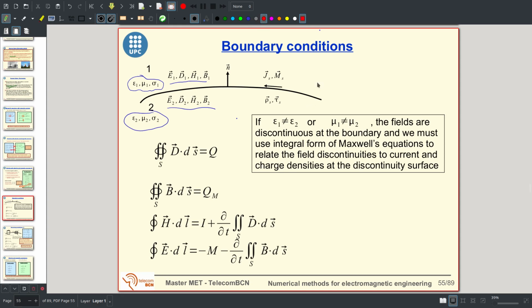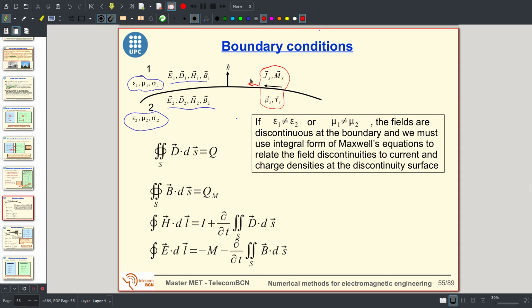We will see that in order to support the discontinuity between the fields, a set of surface currents and surface charge will appear at the surface of the interface that separates the medium, in order to support the discontinuity between fields 1 at medium 1 and fields 2 at medium 2.